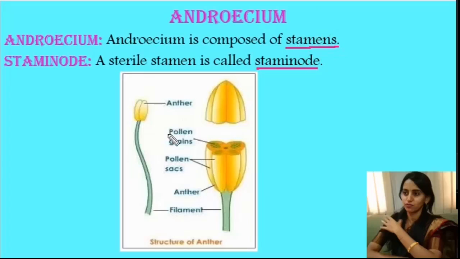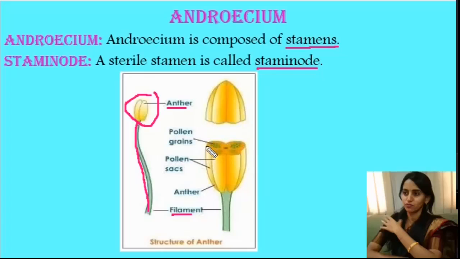Each stamen is composed of a stalk. This is a stalk here and it is known as the filament. And a lobed structure. This lobed structure is known as the anther. The anther may be bilobed, or in some of the plants the anther consists of a single lobe. When the anther is bilobed, each lobe consists of two sacs.